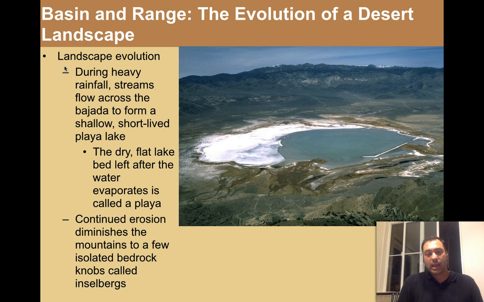Okay, so I mentioned a couple of words that I haven't used before. One of them being a playa or a dry lake, right? So I've used both those terms now, and let's go ahead and describe what these things are. During heavy rainfall, streams flow across the bajada to form a shallow, short-lived playa lake. A playa lake is the dry, flat lake bed left after the water evaporates, and it's called a playa.